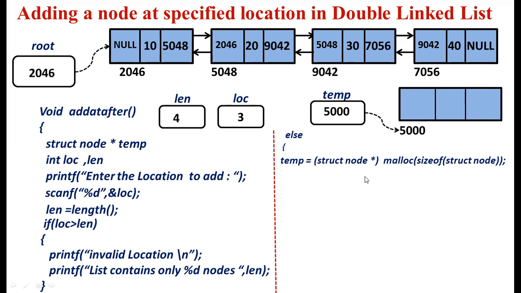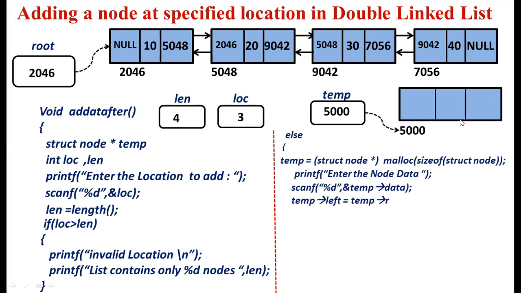Now we need to read the node data. We have created the node. Now we have to enter the values to this particular node what we have created. So for that, printf, enter the node data. Then using the scanf %d, we are reading the value into the address of temp to data. And next, in the temp to left value, we are assigning the null value, and in the temp to right value, we are assigning the null value. Now the node is ready.